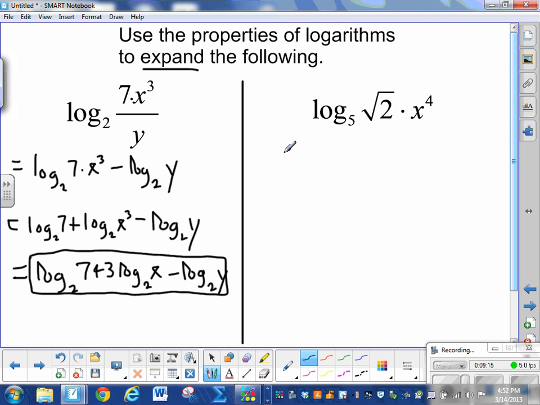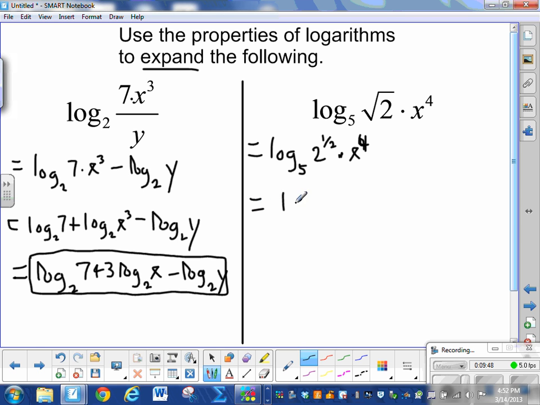Okay, so let's expand this other side. What I was telling you guys in class today was that when you have a square root, you should think of that as a power. Since we have a power property, that's going to be 2 to the 1/2 times x to the 4th. Both of these have exponents on them, but they're being multiplied. So you want to take care of the multiplication before you take care of the exponents. The exponents should be the last things you bring down.